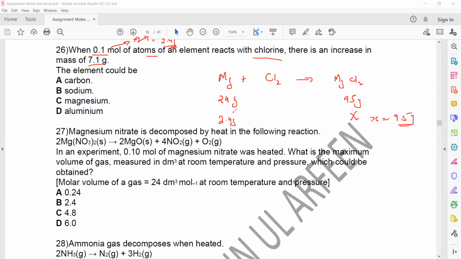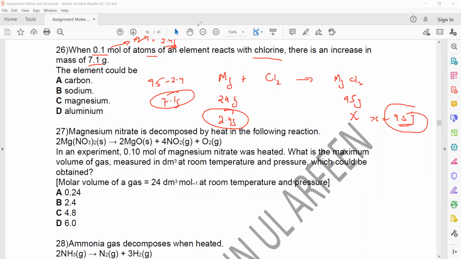So what is the increase in mass? If we have 2.4 grams, it will turn into 9.5. So what is the increase in mass? 9.5 minus 2.4. So the mass will increase by 7.1 grams. And basically, the increase in mass of 7.1 grams means a molecule of chlorine is added to that element.